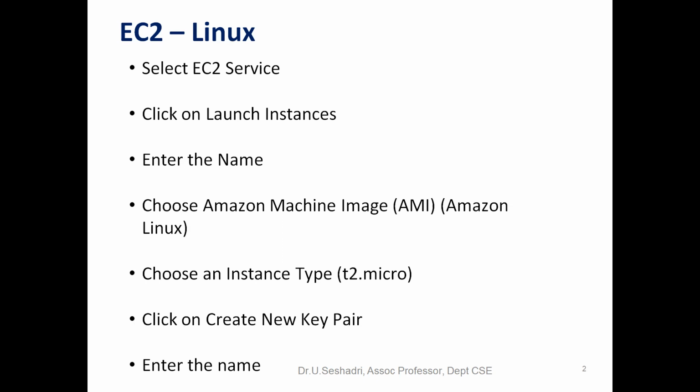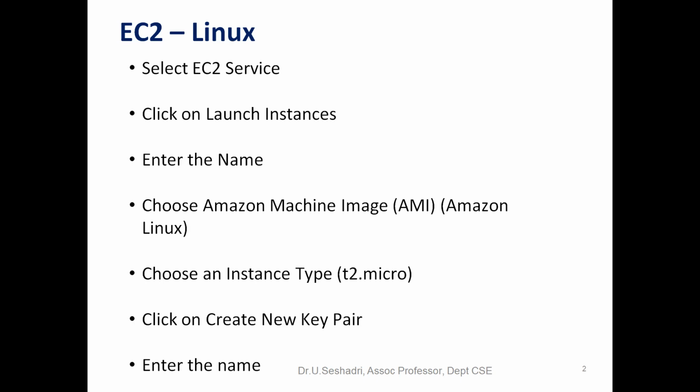We can choose the operating system image. You are launching Amazon Linux, that's why here I have chosen Amazon Machine Image, Amazon Linux. We can choose the instance type T2.micro. Why I am choosing T2.micro is that it is free tier eligible. It provides 1 CPU and 1 GB memory.